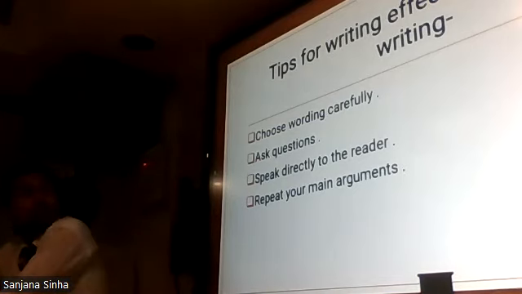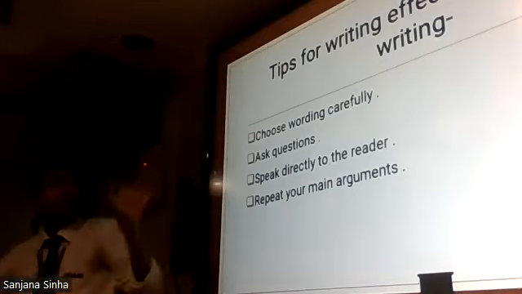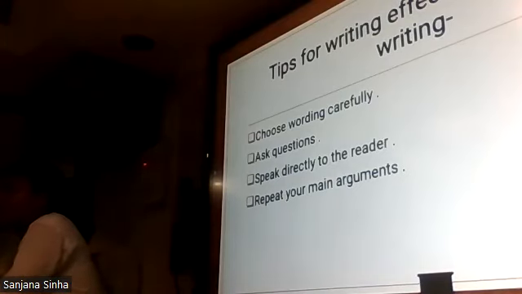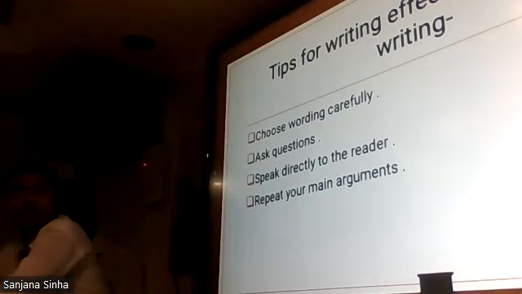Ask questions. The main motive of asking questions is to involve your reader in your writing and make them engage while thinking in a more critical way.